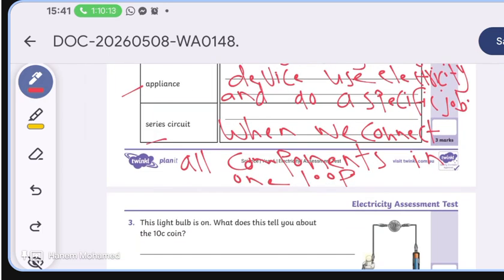That's why at houses, is it a series circuit or a parallel circuit? Parallel circuit, right? Yes, it's a parallel.